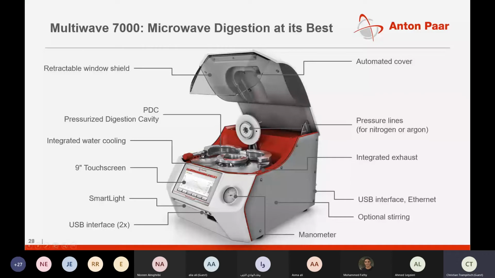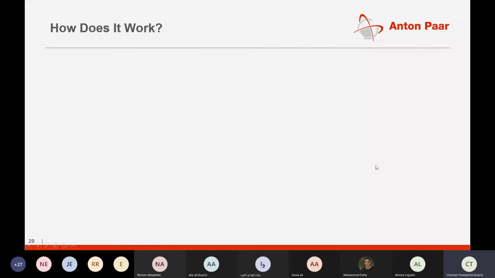So this is the main feature from the outside. How does it work? I mentioned we just have vials, borosilicate vials from the daily lab business, maybe. You can use these ones. You can use vials made of quartz if you have lower trace metal concentrations.